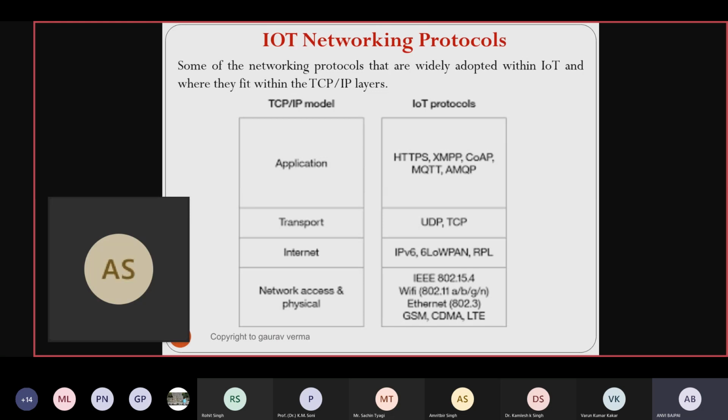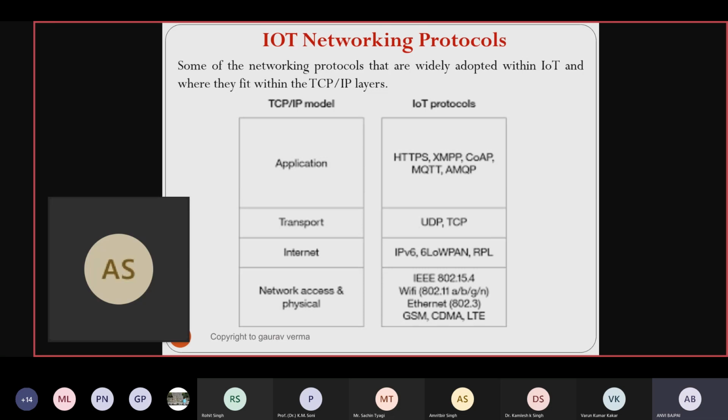UDP and TCP are there already. There is nothing new at this layer. At the application layer, we were very much familiar with HTTP and HTTPS for security purposes, but there are some more protocols that have been added, such as XMPP, CoAP, MQTT, and AMQP. These are some new additions at this application layer, specifically for low bandwidth situations, if you want to transfer your data or establish communication.